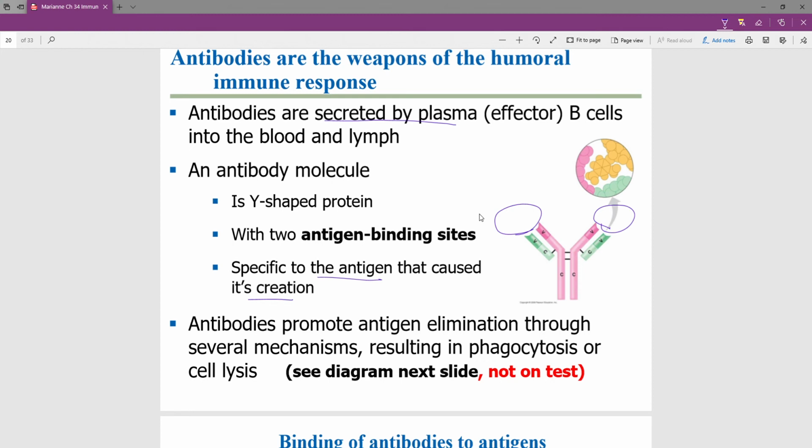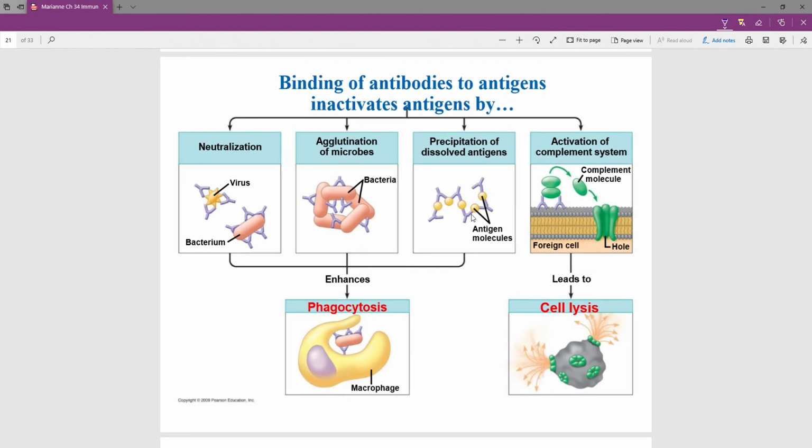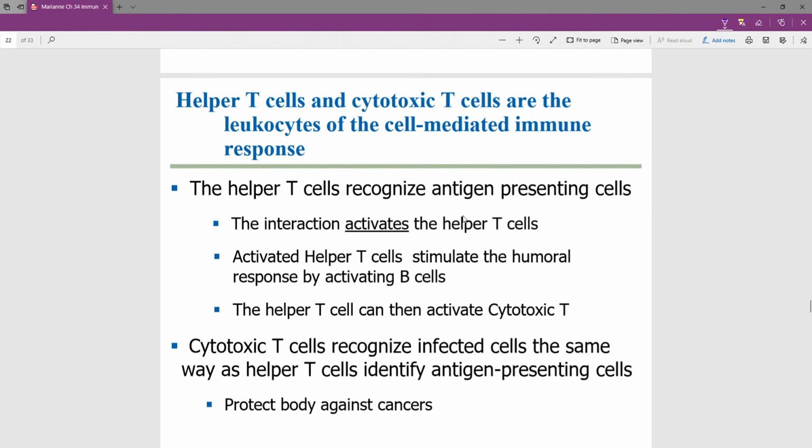So antibodies promote antigen elimination through several mechanisms. And we're not going to get into them too much. The one video that's posted does talk about these a little bit more, but basically all of them cause death or destruction of the antigens. And so it doesn't really matter how it works. The fact is that antibodies are key in all of these processes that basically help your body get rid of any antigen or dispose of it. So we're done with the humoral response. We're done with the B cells.